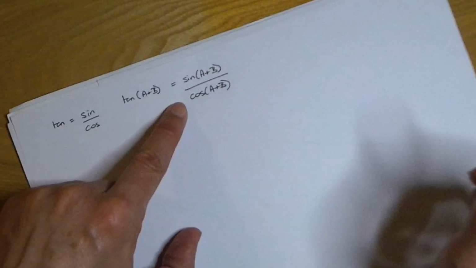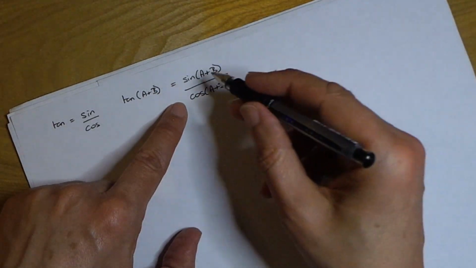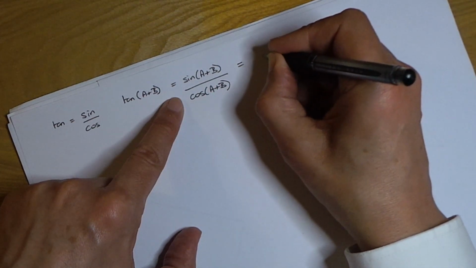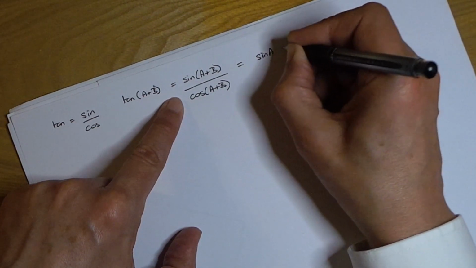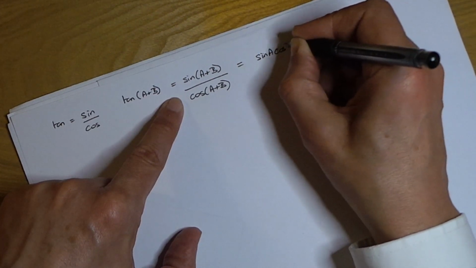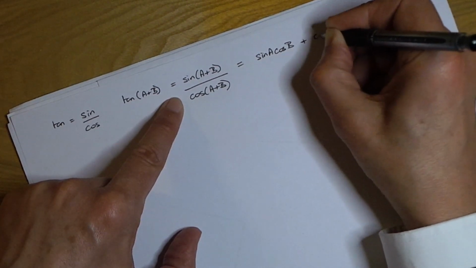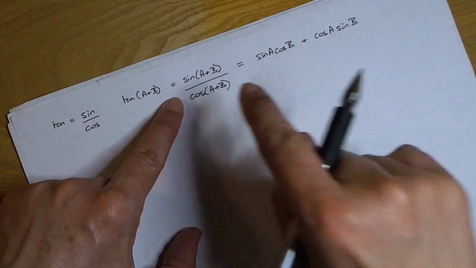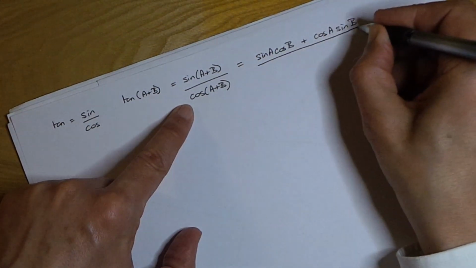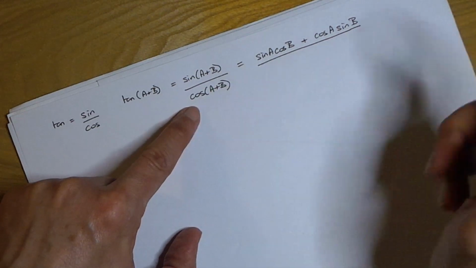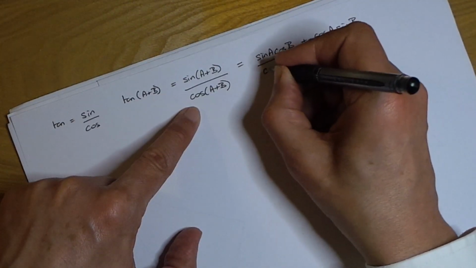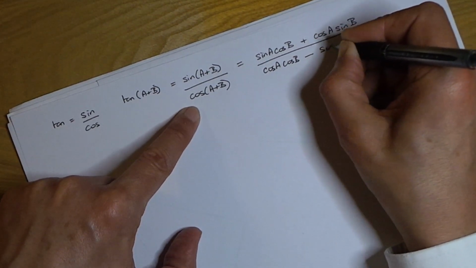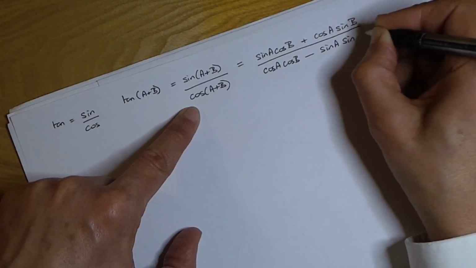And if we use the formulas that we derived for the sine and cosine of the sum of two angles, we know that that equals sine A cos B plus cos A sin B, that's the formula for the sine of A plus B, divided by, we now want the formula for cos A plus B, which is cos A cos B minus sin A sin B.